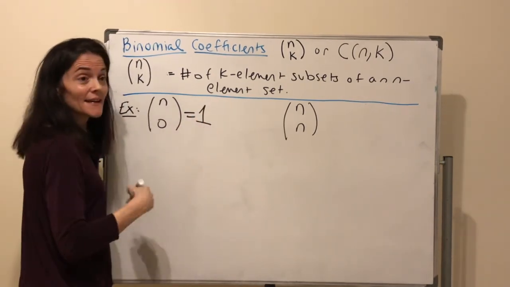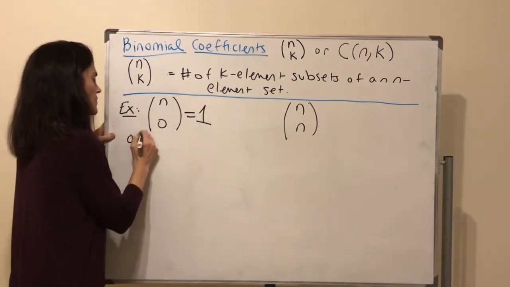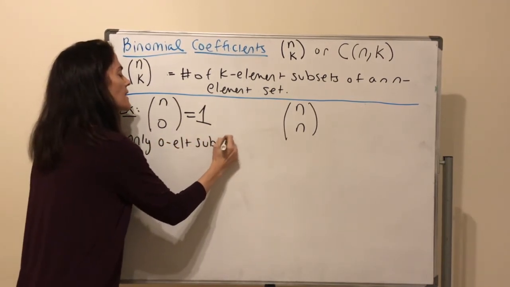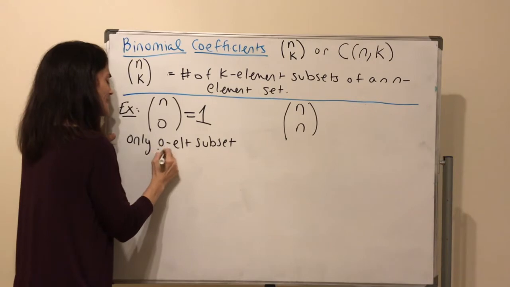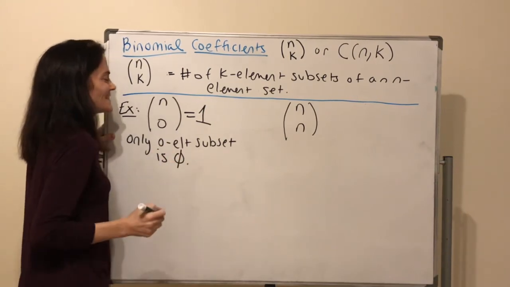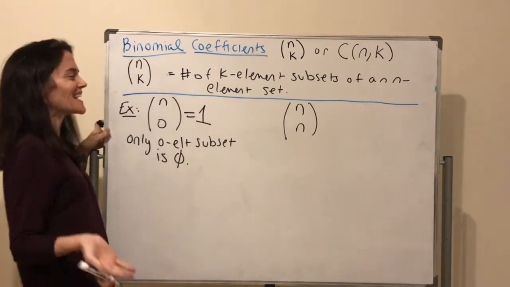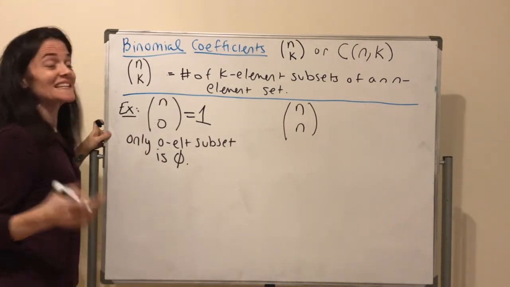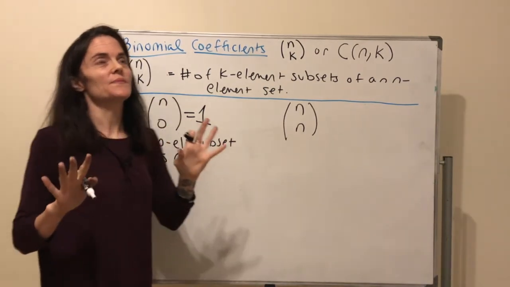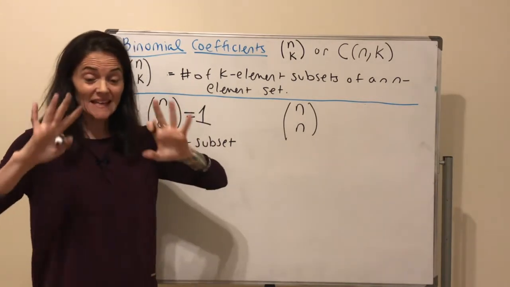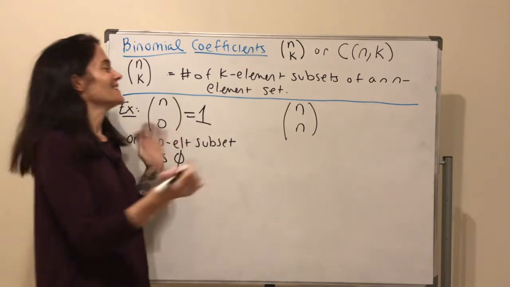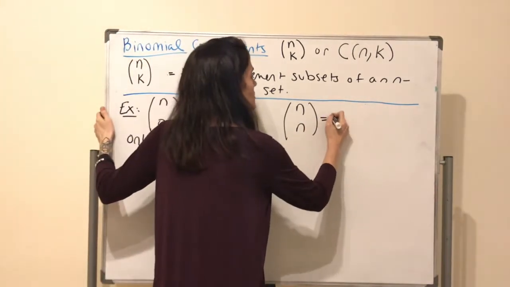This is 1. The only 0 element subset of an n element set is the empty set. So there's only one. It's the empty set. Now similarly, what's n choose n? This would be the number of n element subsets from an n element set. Okay, this is just 1.